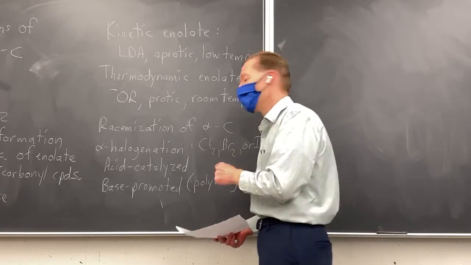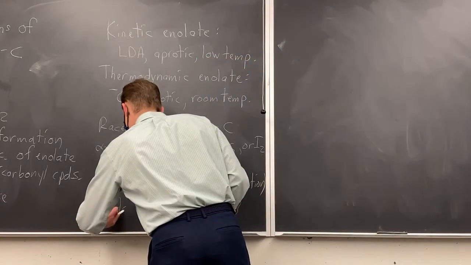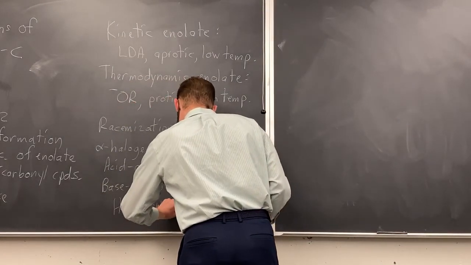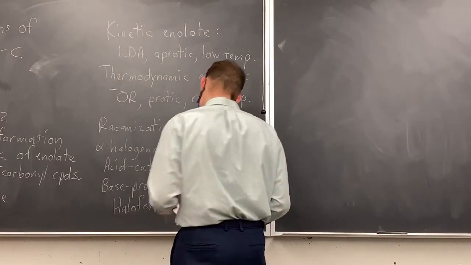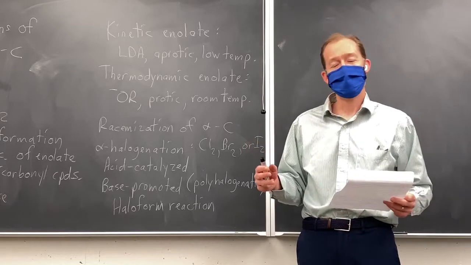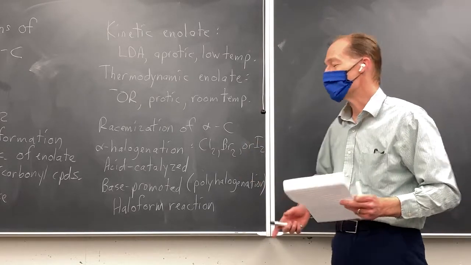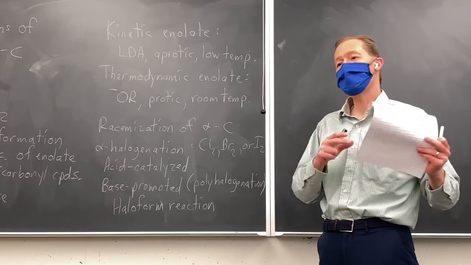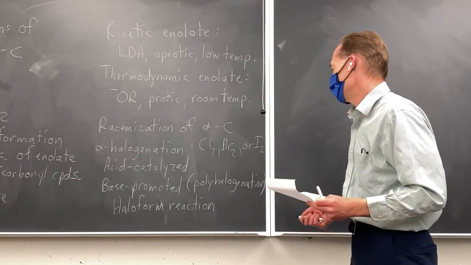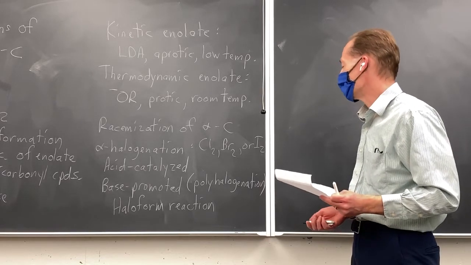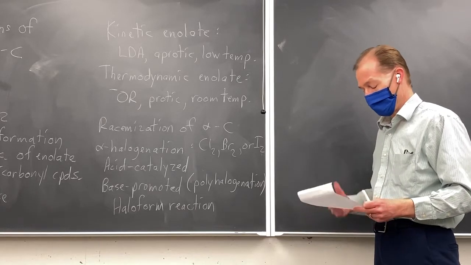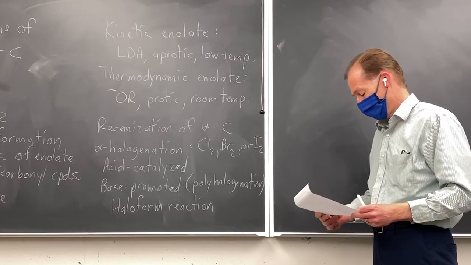And then a special version of this was the haloform reaction. The haloform reaction was where we would take a methyl ketone, convert all three of those alpha hydrogens into halogens, and then we could have a leaving group, a trihalo carbon leaving group, and end up with a carboxylic acid. So that's a reaction that you should understand the mechanism and be able to predict the products of.